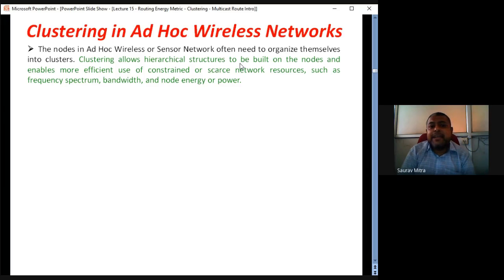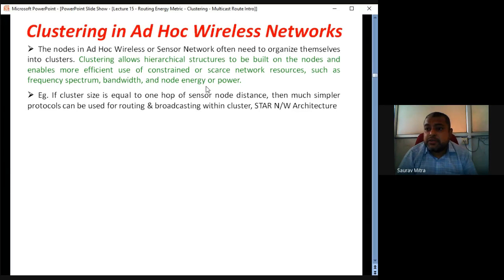Clustering allows a hierarchical structure to be built on the nodes and enables more efficient use of constrained or scarce network resources. So if we want to reduce power consumption, if we want to reduce unnecessary wastage of bandwidth, these three things, frequency spectrum, bandwidth and node energy, if we want to save them, then clustering becomes a better solution.